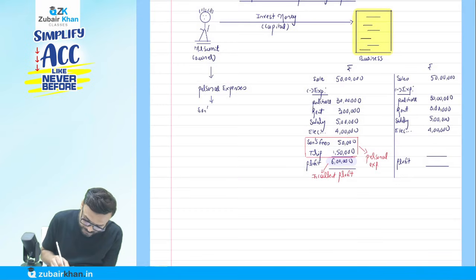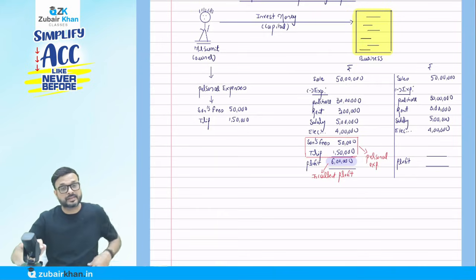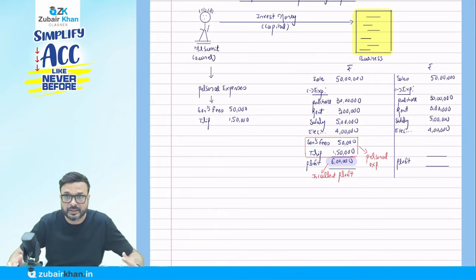So these son's fees of rupees 50,000 and the trip, which is coming to 1,50,000, are not a part of business expense. How to record it? We are not discussing that. We'll discuss it after 2-3 days. I'm telling you these personal expenses cannot be recorded as a business expense.